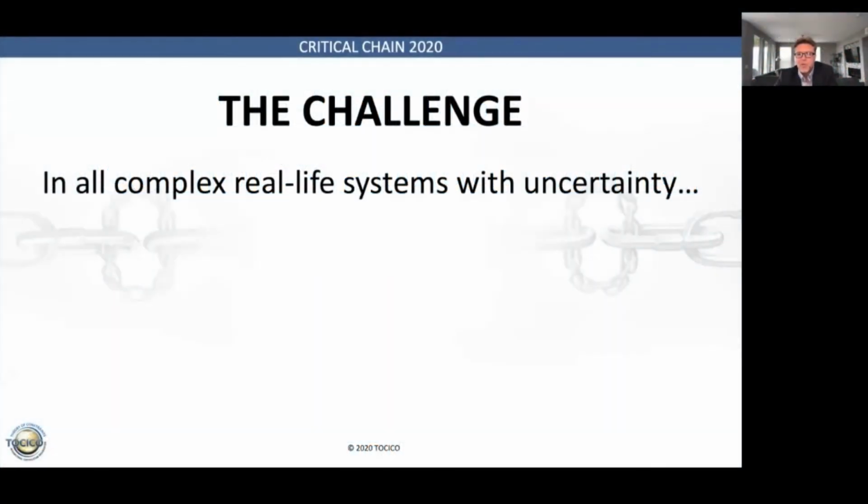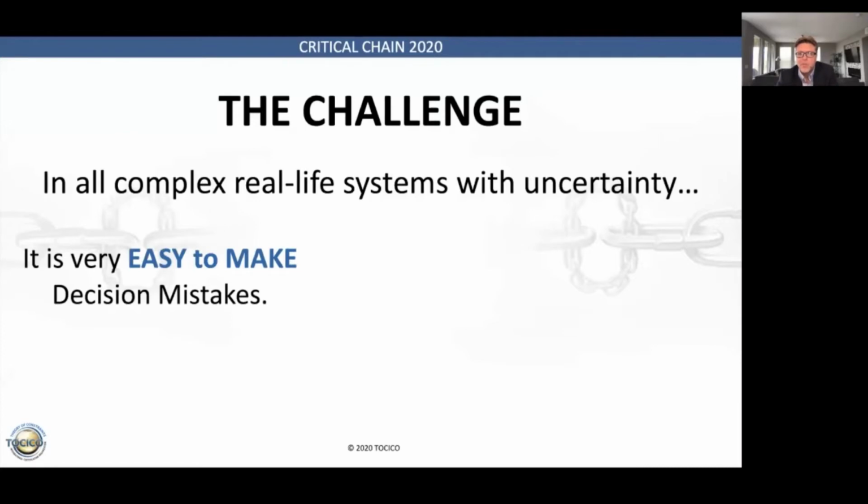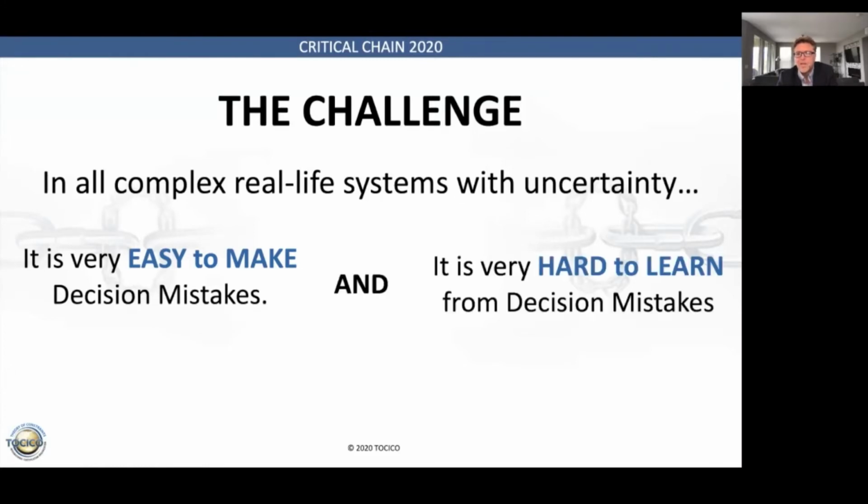So what is the challenge that we're facing? Well, in any and all complex real-life systems with uncertainty, there are major challenges when it comes to decision making. First of all, it's really easy to make decision mistakes in these environments. And secondly, it's extremely hard to learn from the decision mistakes when we do make them.